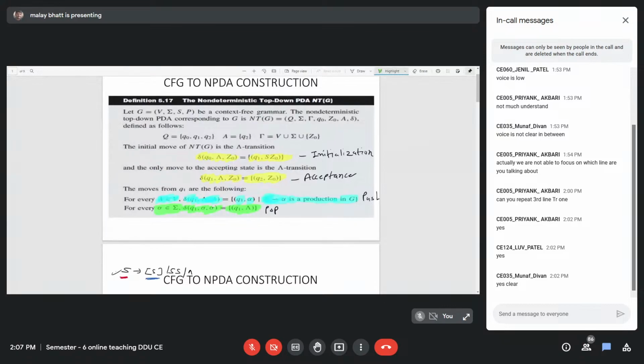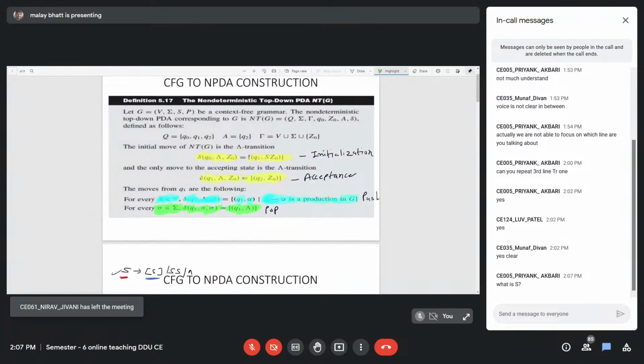Now similar to that, we have only one move for the acceptance, Q1 null Z0. So Q1 null Z0 will give us Q2 Z0. That is the second rule, which is highlighted with yellow color. What is S? Obviously, it is the starting symbol of the grammar. The grammar is V, sigma, S and P. V is the set of non-terminals. Sigma is the terminal symbols of the grammar. S is the starting symbol of the grammar. And P is the set of rules.